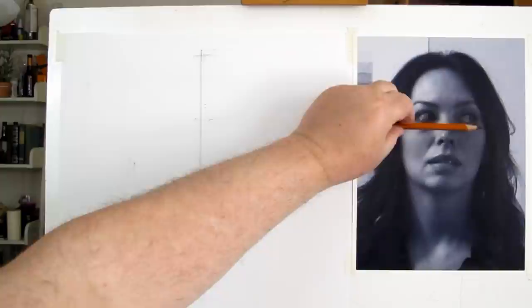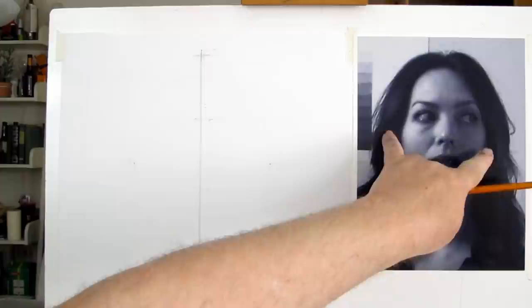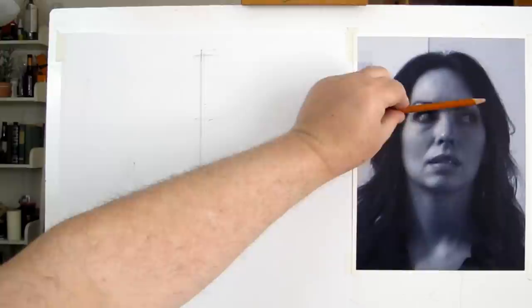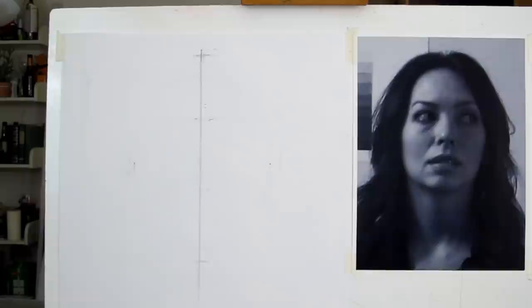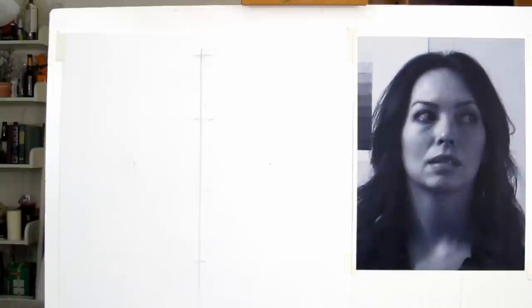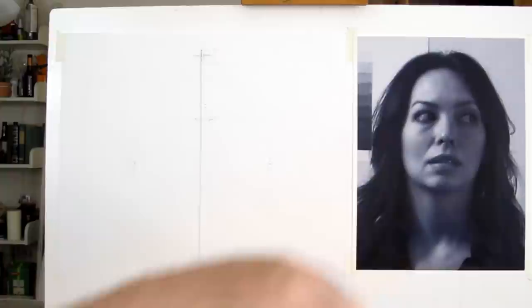Now we can't see the ears because she's got hair that's draping in front of them. But the whitest part is actually these cheekbones, and that's the same thing on the skull. The whitest part of the skull is the cheekbones. So if we measure the cheekbones and then measure how far it is up the head, I found that it's about 1.5 times this distance to the top of the skull.